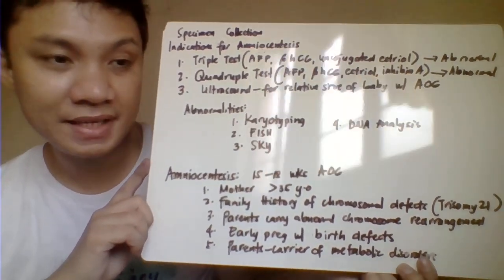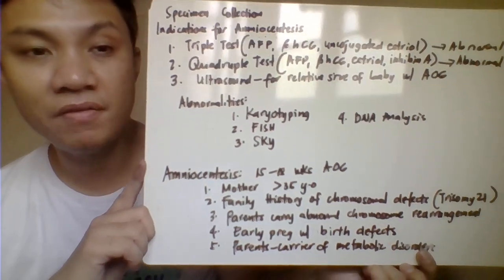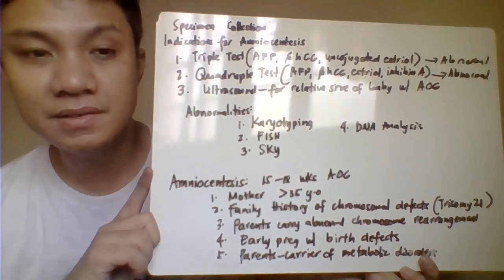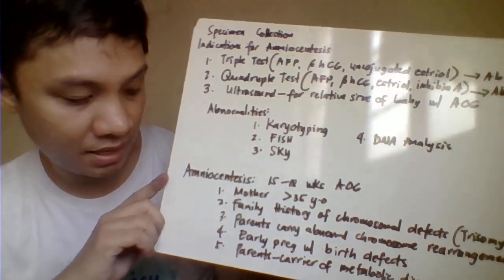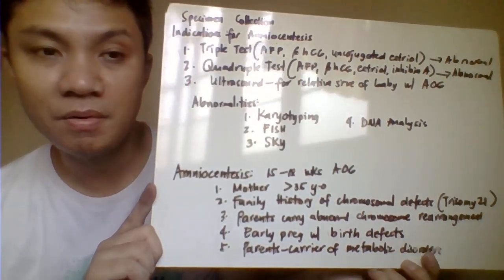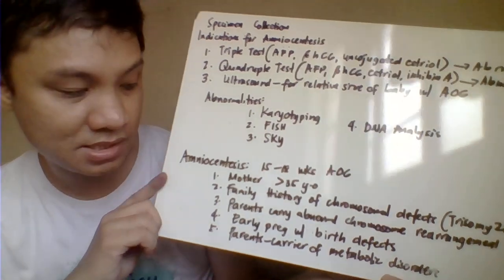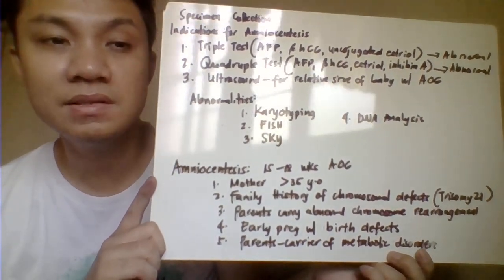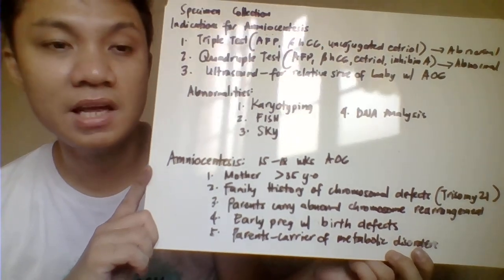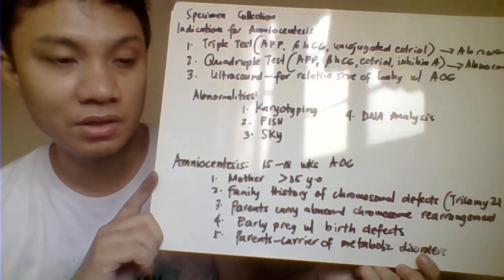Okay, or your sky, spectral mapping, fluorescent hybridization. They could also have here your DNA analysis for that. Okay, so when are you going to perform here your amniocentesis? Okay, so ideal for performing amniocentesis here during 15 to 18 weeks age of gestation for the following conditions.